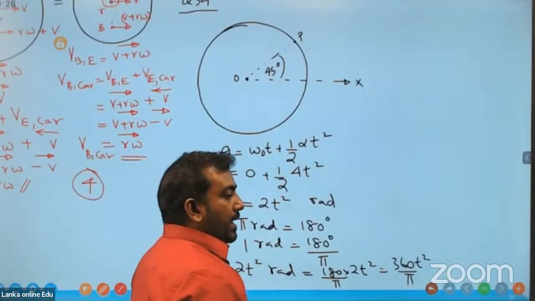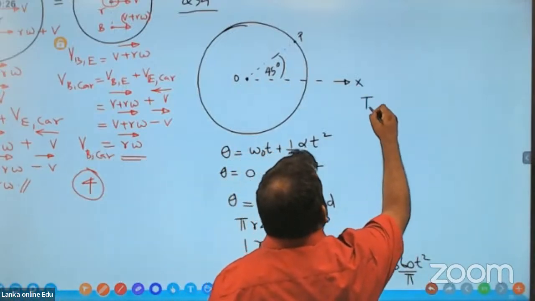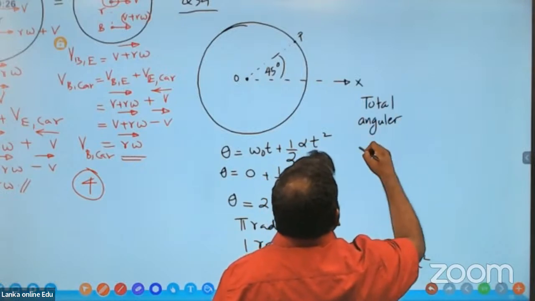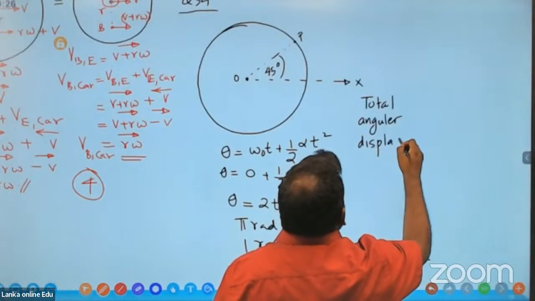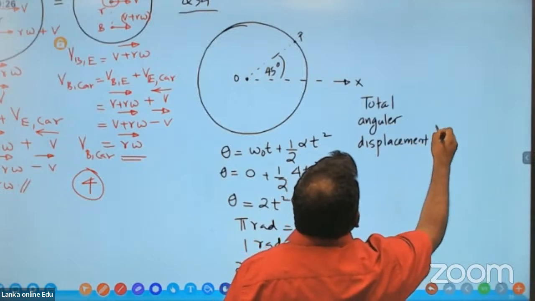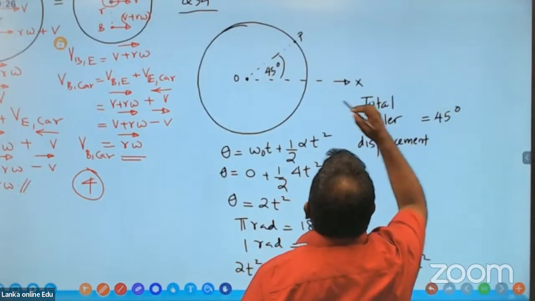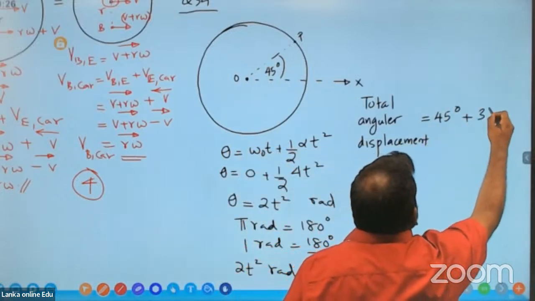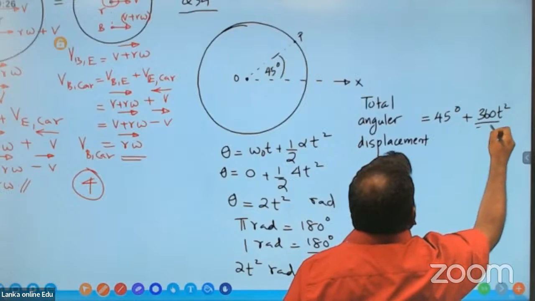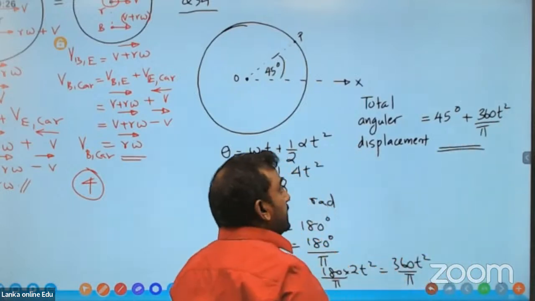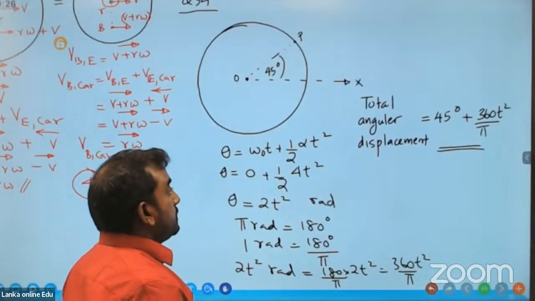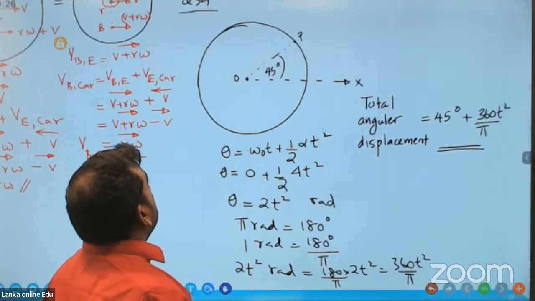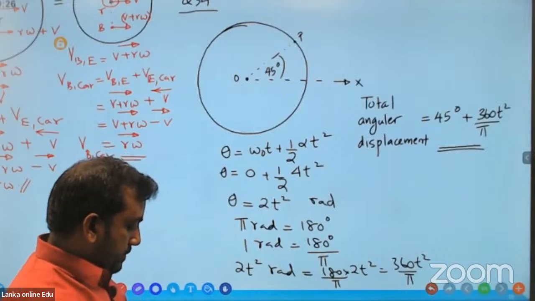The total angular displacement will be the initial angle 45 plus the angle theta rotated, that is 45 plus 360 t squared over pi. See whether there is an answer like that. Yes, there is an answer like that. Answer number 2. Clear.